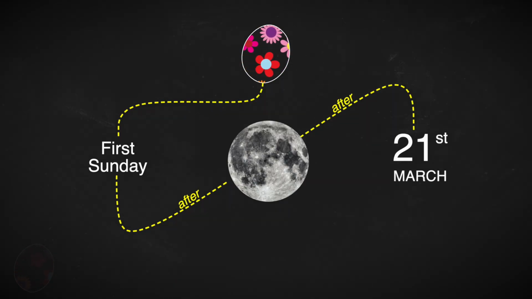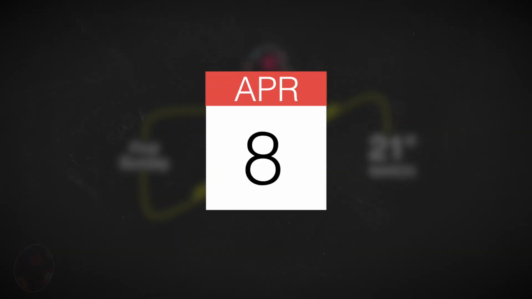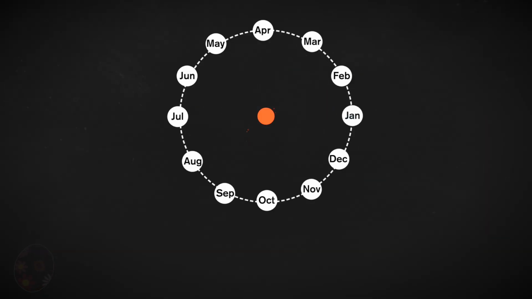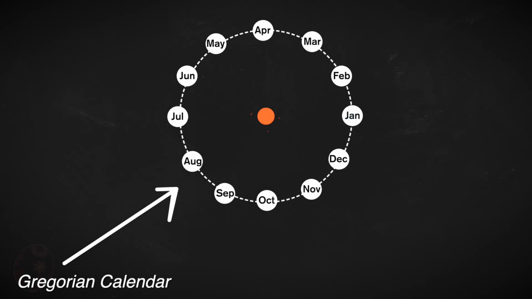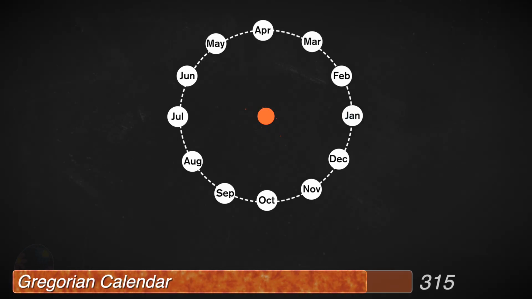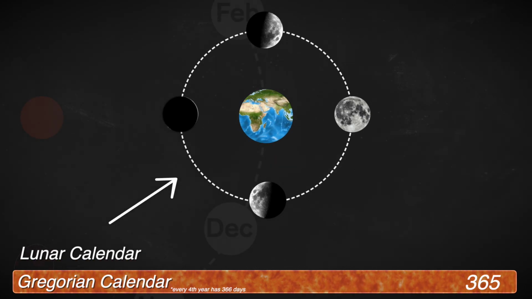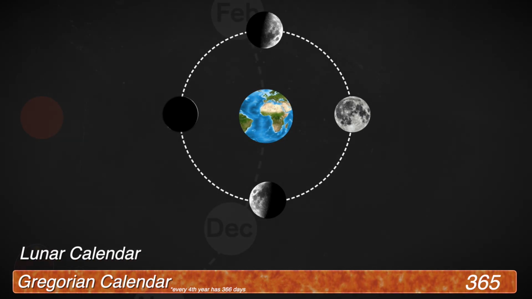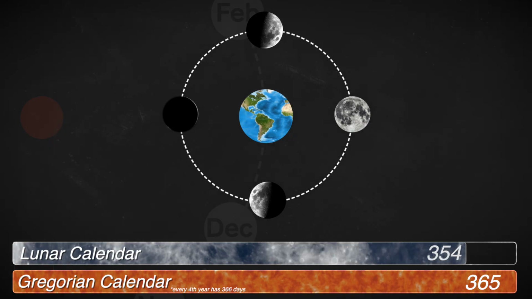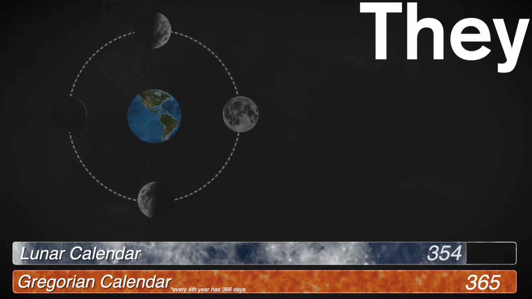Okay, fair enough, but how does that explain the Easter day fluctuation during the years? Well, if you look at the Gregorian calendar, it has 12 months, each with 28 to 31 days, summing up to a 365-day year, while the lunar calendar is split into 12 months, each with 29 to 30 days, summing up to a 354-day year. In other words, they don't match.